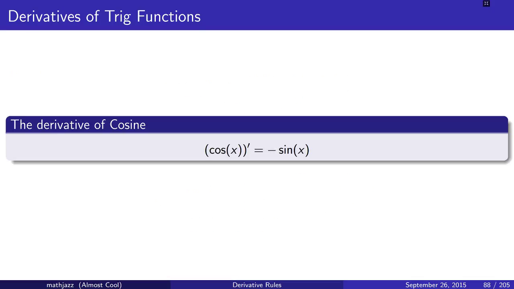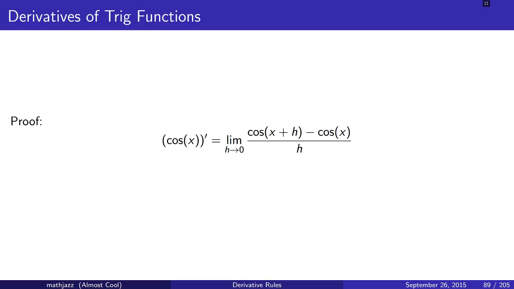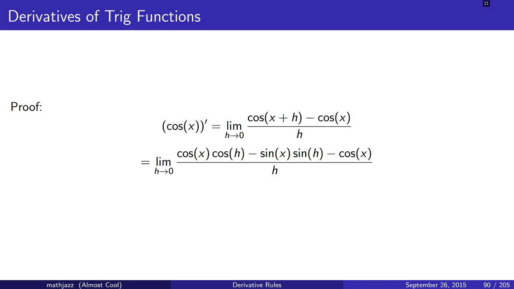The derivative of cosine is negative sine. This is done in much the same way. We're going to plug cosine into the definition of derivative. We'll use our angle sum identity to separate out cosine of x plus h into cosine of x cosine of h minus sine of x times sine of h.